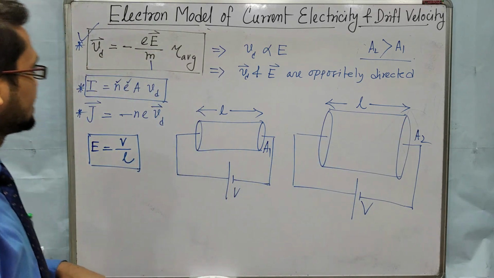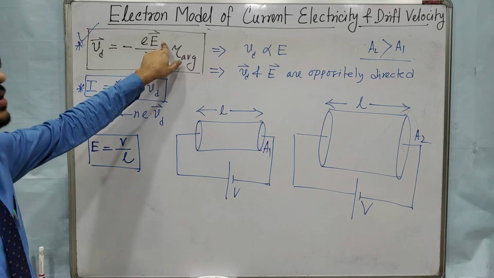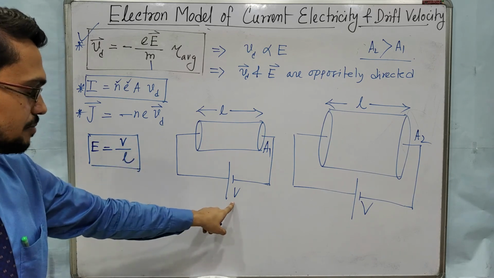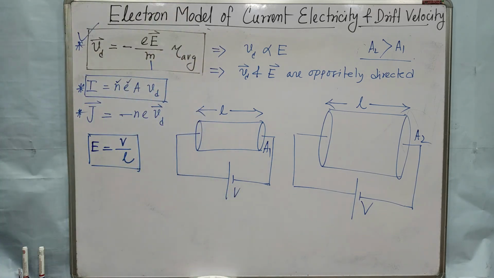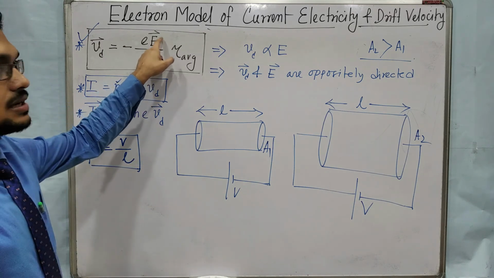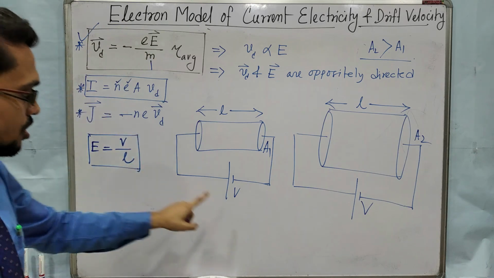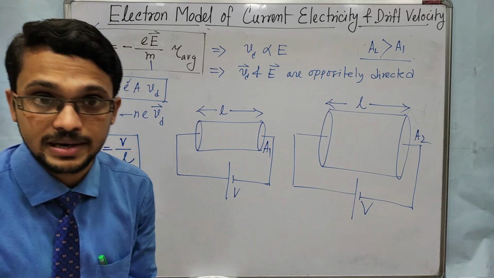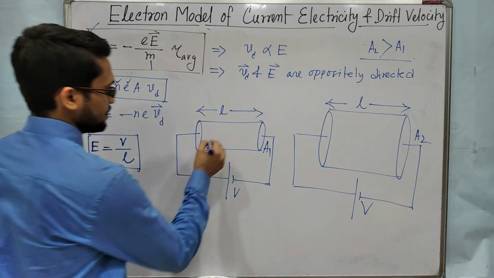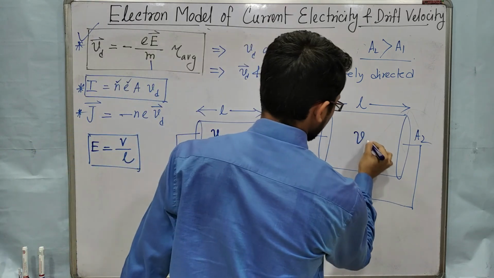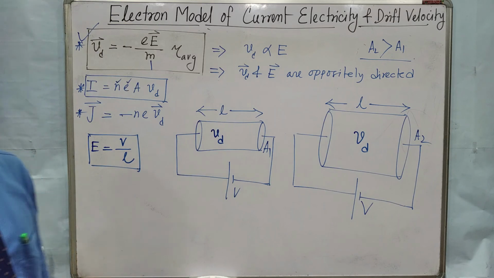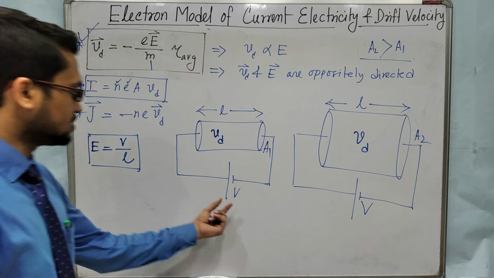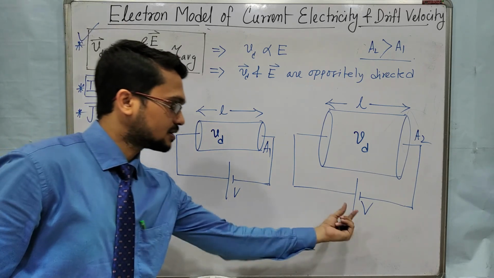That is the external electric field, and drift velocity depends only upon the external electric field, or only upon the potential difference V. So in these two cases the drift velocity will not be different. Vd here and Vd here are the same, because the potential difference is the same for the two cases.